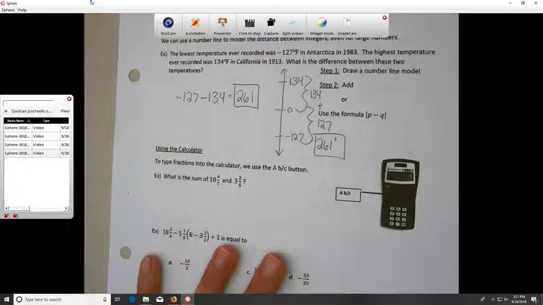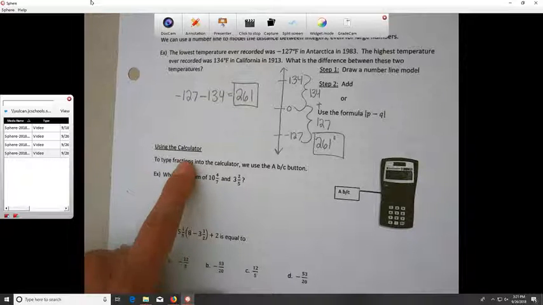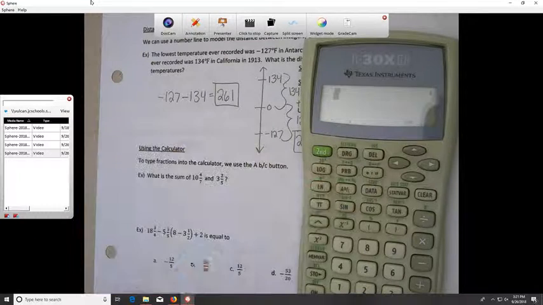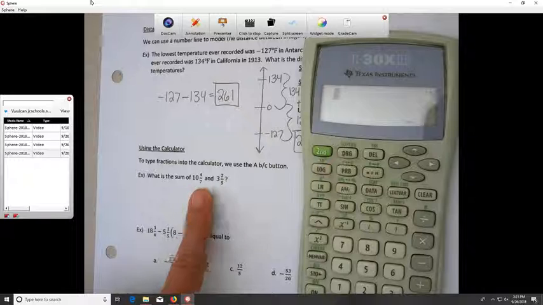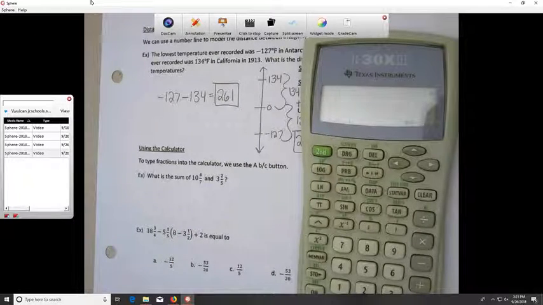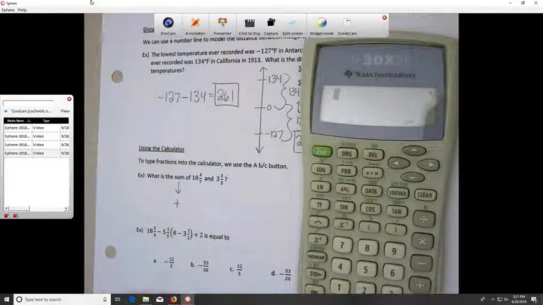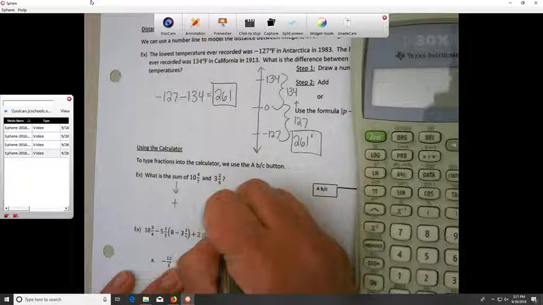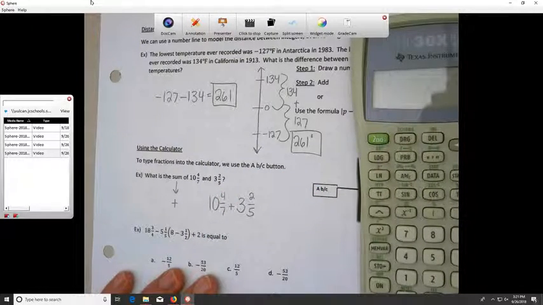Next question here is just talking about using the calculator, so it's just reminding you that when you type fractions or mixed numbers, you need to use the ABC button, which is right up here. Alright, so it says, what is the sum of 10 4/7 and 3 2/5? Well, you need to remember that sum means addition. It's the answer to addition. So the question is asking, what's 10 and 4/7 plus 3 and 2/5. So I'm just going to type it in.